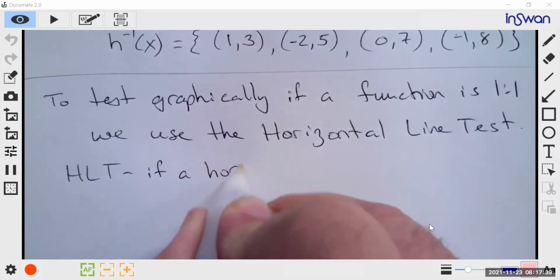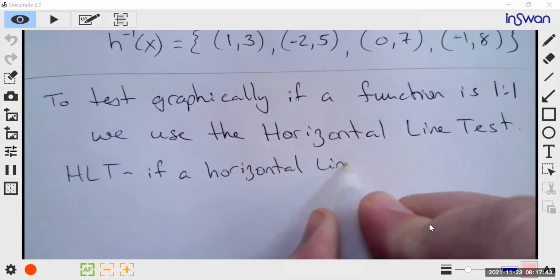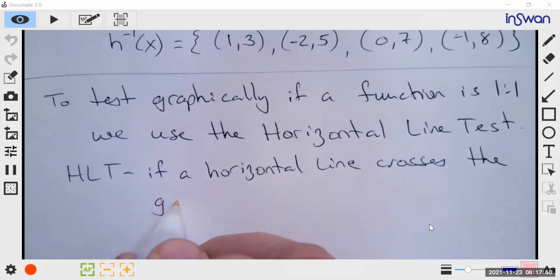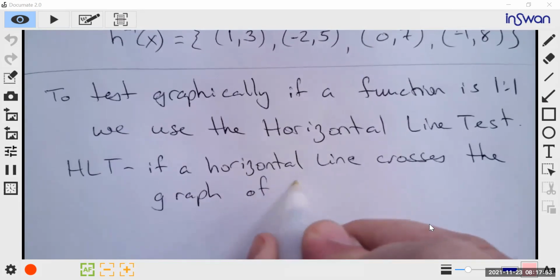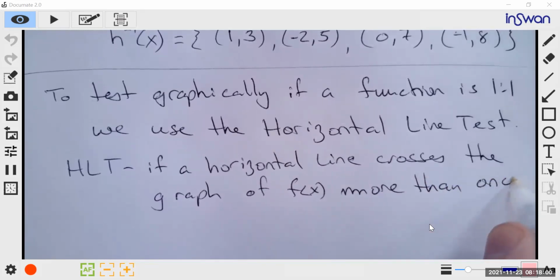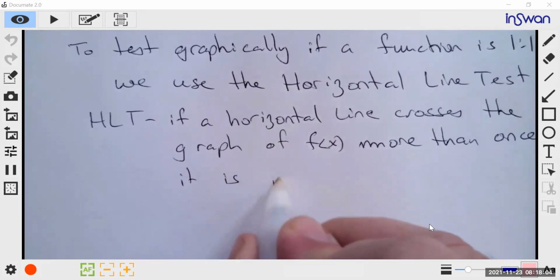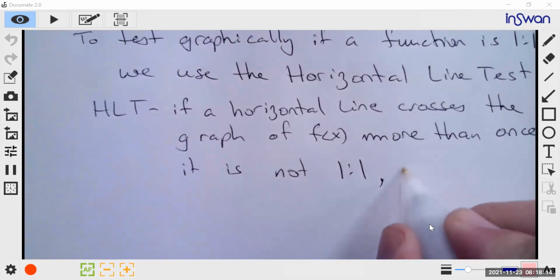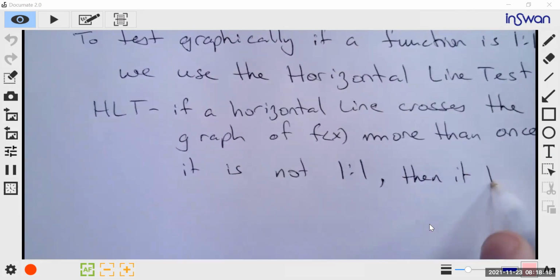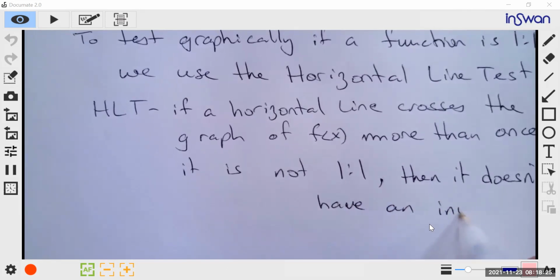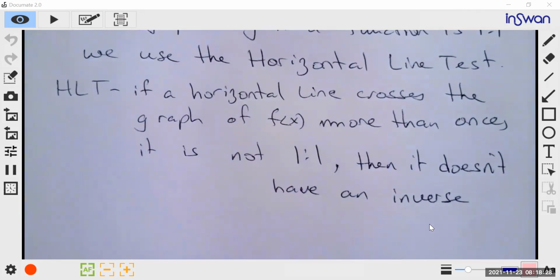If a horizontal line crosses the graph of f of x more than once, it is not one-to-one. Then it doesn't have an inverse.